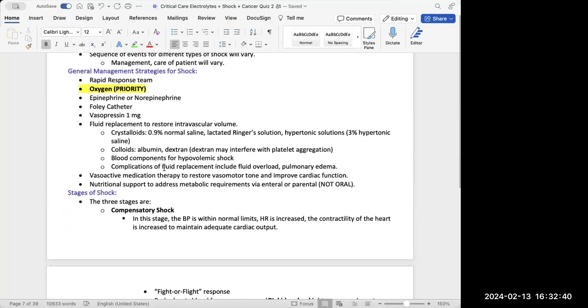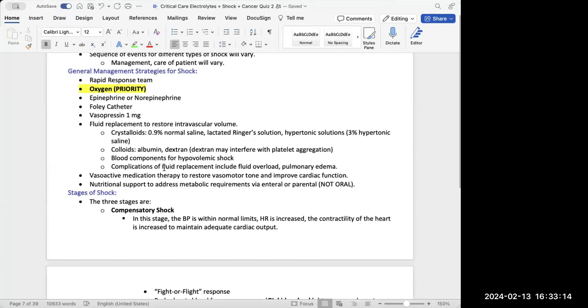I also wanted to point out that if we're trying to treat the cause, we know that shock in general is causing lack of perfusion and a decreased O2. So our priority is going to be giving them oxygen in some way, shape, or form. We also could call a rapid response team, right? We could also give them epinephrine, norepinephrine, depending on the circumstance, especially if it's cardiogenic shock. But regardless, oxygen is our priority. We need circulating O2 to get good perfusion to the tissue so organs don't fail.